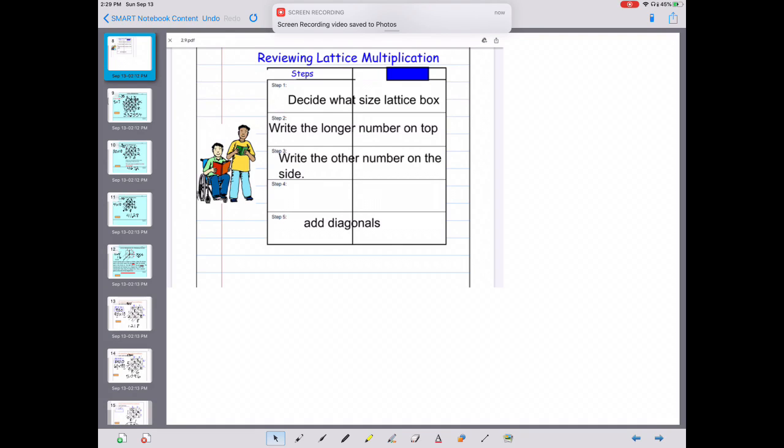Better write them out. So here's the steps. Decide what size lattice box I need. Write the longer number on top. Pick the smaller one on the side. After you multiply, add the diagonal. So here's an example.